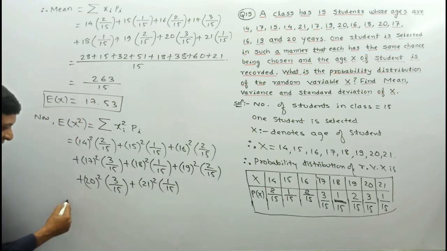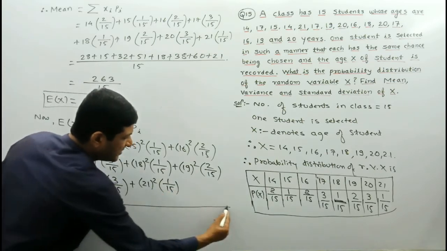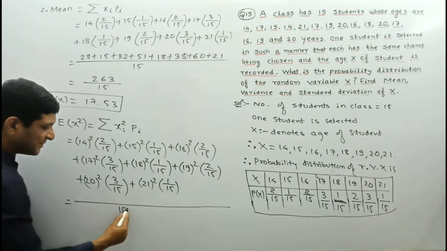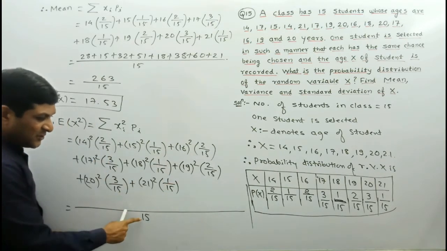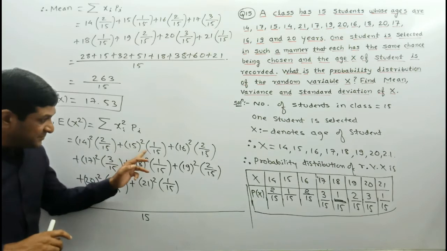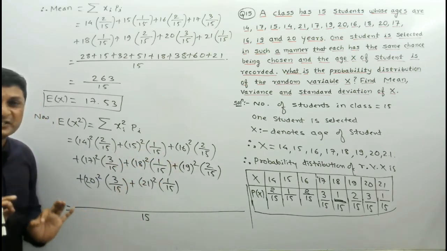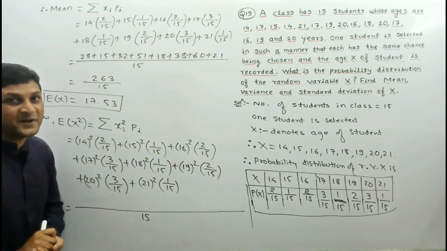Here also we can observe that the denominators of all the terms are the same, 15. Denominators are the same. That's why we are taking the addition of the numerators.